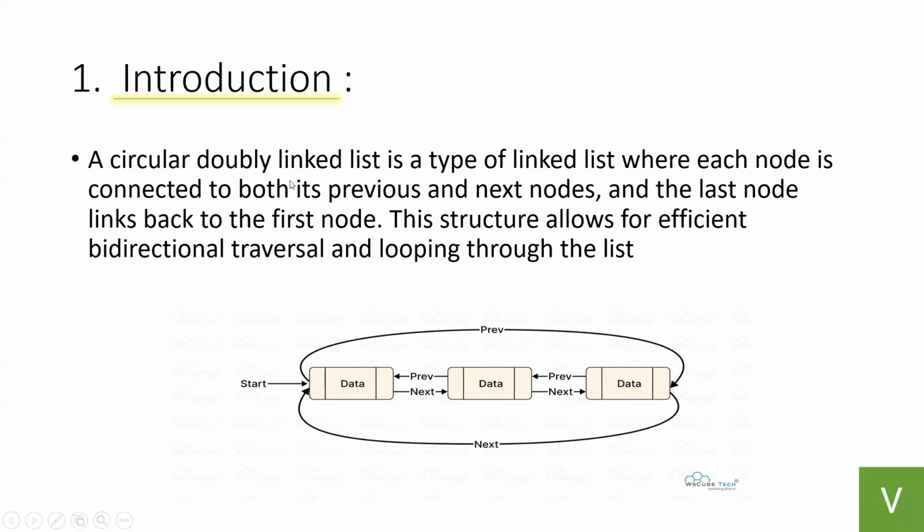Now let us look at the definition of a double circular linked list. A circular doubly linked list is a type of linked list where each node is connected to both its previous and next nodes, and the last node links back to the first node. This structure allows for efficient bidirectional traversal and looping through the list.